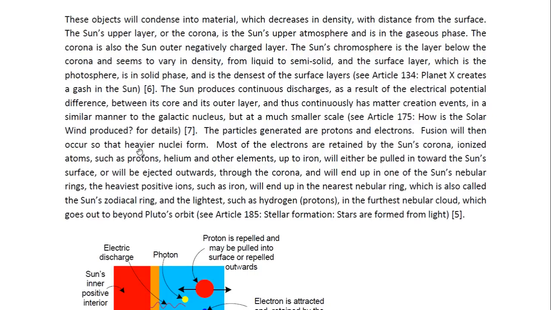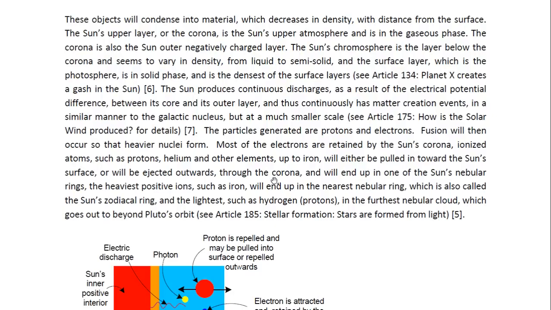Fusion will then occur so that heavier nuclei form. Most of the electrons are retained by the sun's corona. Ionized atoms such as protons, helium nuclei, and nuclei of other elements up to iron, and it doesn't actually have to be just the nucleus. It could be atoms that have fewer electrons than they would have had if they were neutral. So these are basically ions.